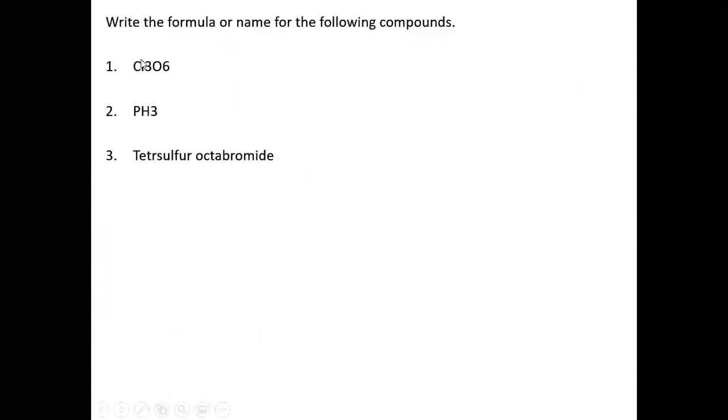So here we have some examples. We have Cl3O6. We have 3 chlorine, so that's trichlorine. And we have 6 oxygen. So you can say hexaoxide, or you can say trichlorine hexoxide. That's because hexa ends in a vowel and O starts with a vowel.